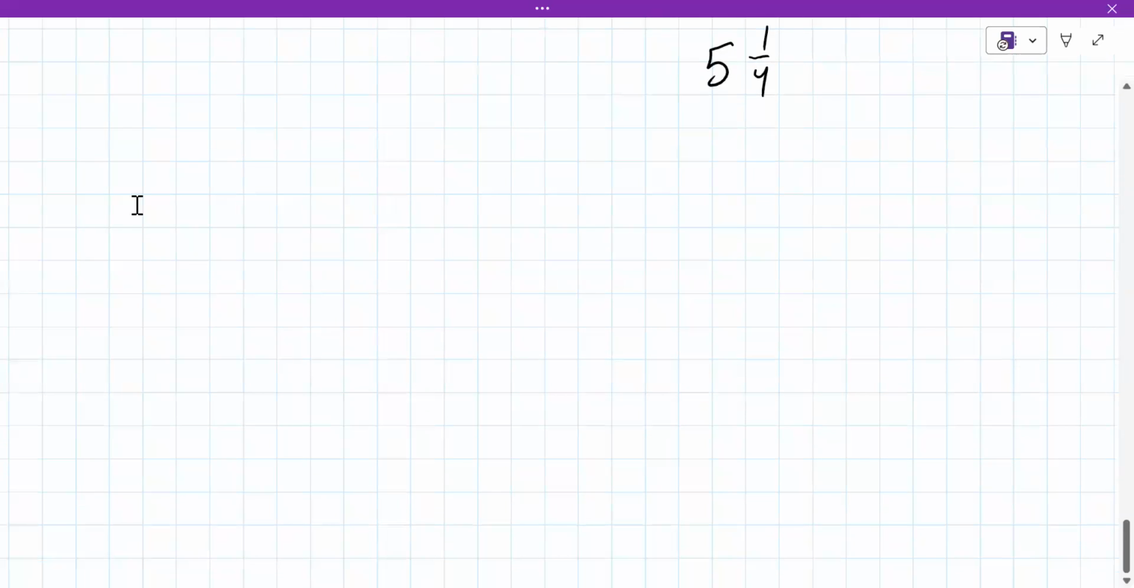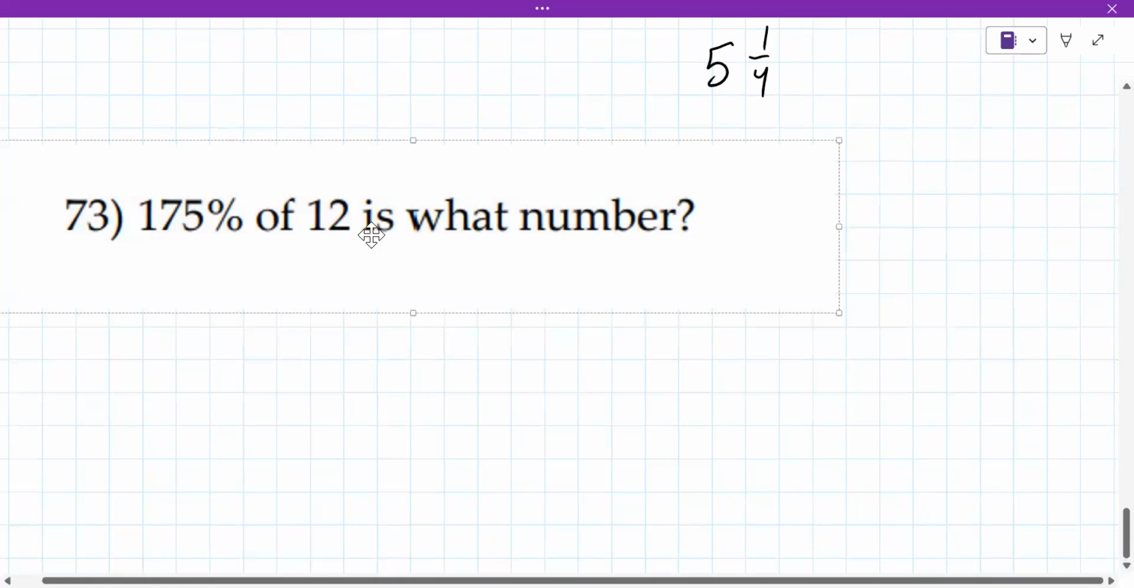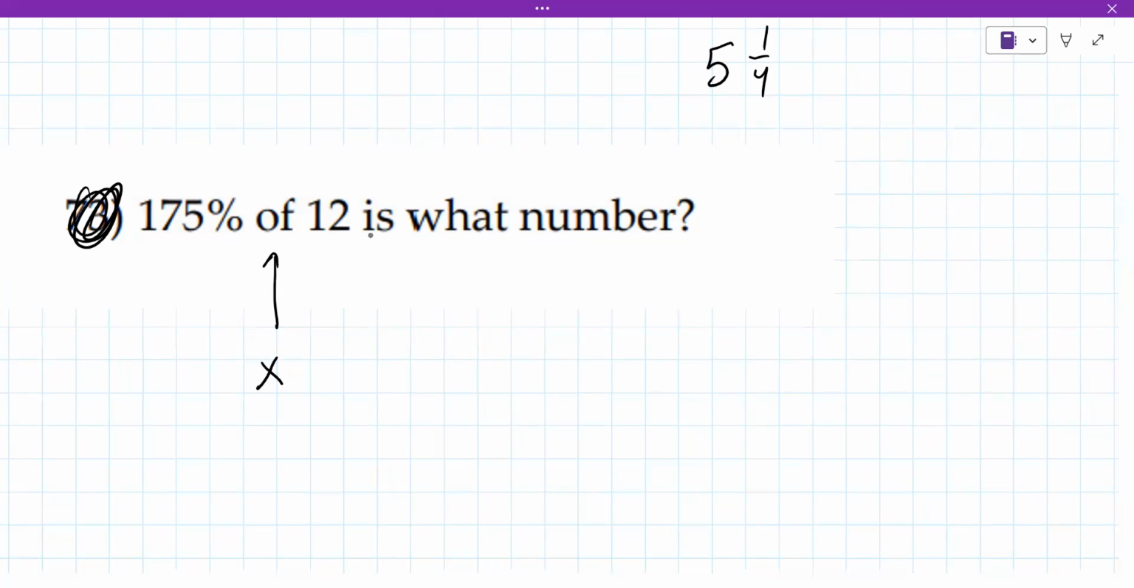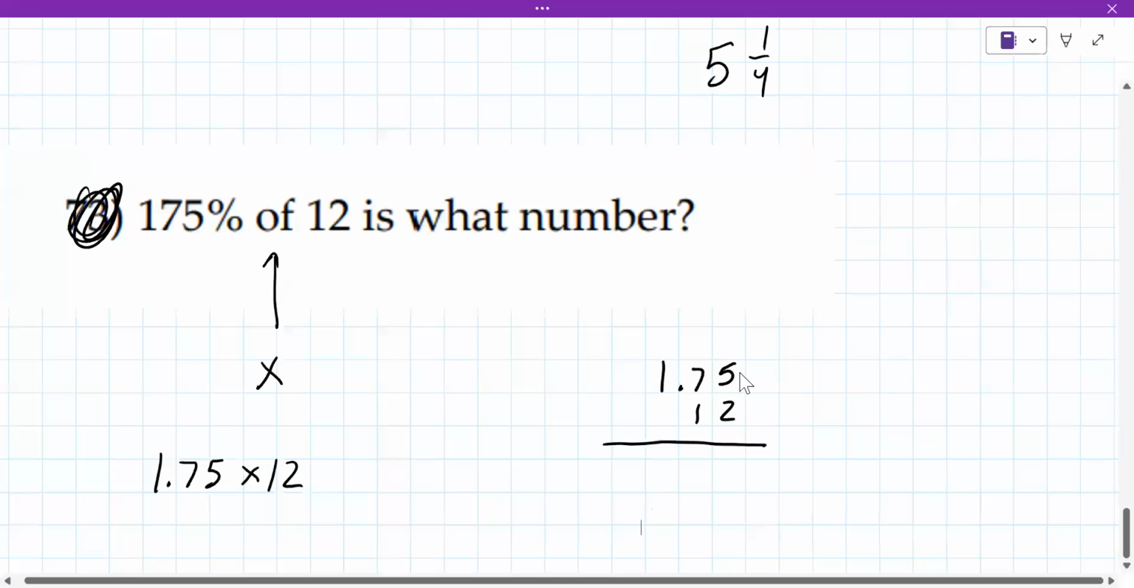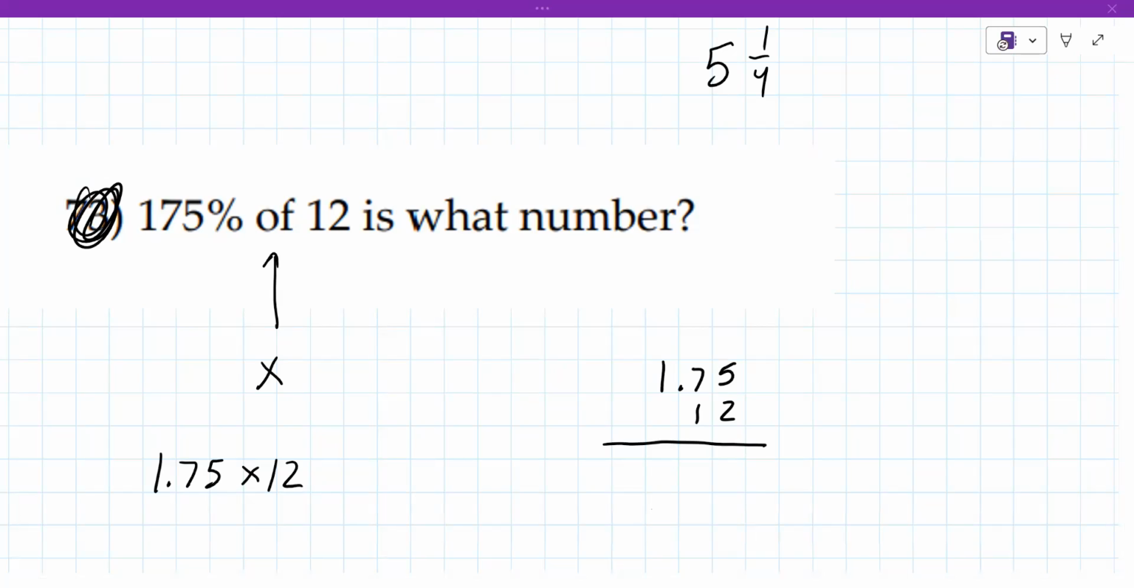Okay, so a little bit on percents here. Got a new question for you. It says 175% of 12 is what number? Of means multiplication. So it would be 1.75 times 12. Put that 1.75 in the top. Whatever your answer is, you're going to move the decimal 2 places because there are 2 decimal places here.